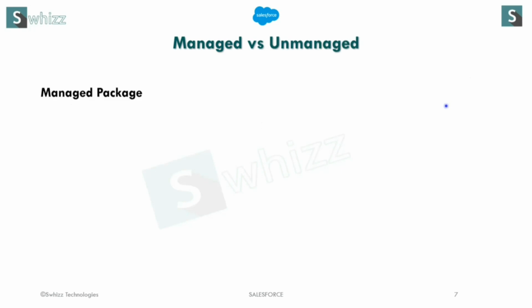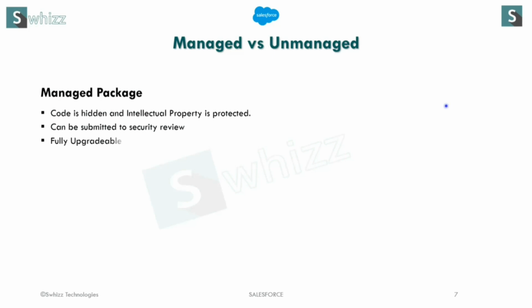Let us talk about the managed package first. Code is hidden and intellectual property is protected. Intellectual property rights are protected here, and the code is hidden, so the end user will not be able to see what code is actually written here, and it can be submitted to security review. We need to have somebody review things before the deployment. That can be done here, and it is fully upgradable. Once we deliver the package to other people, after the install we can also add more changes to it, and those changes will be sent to them.